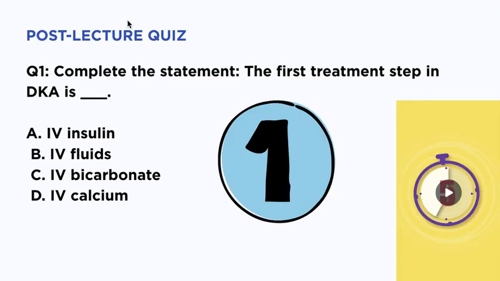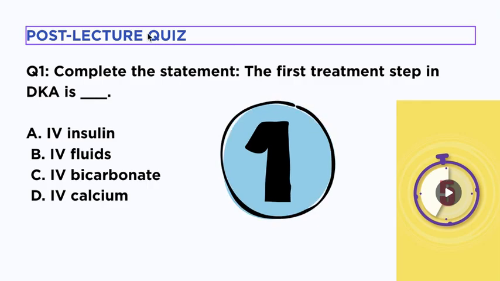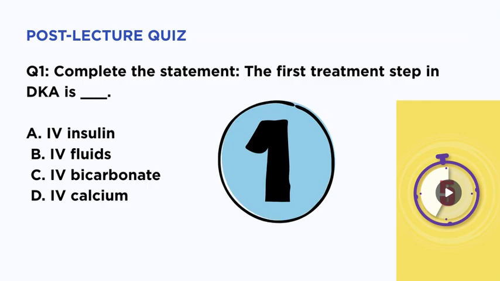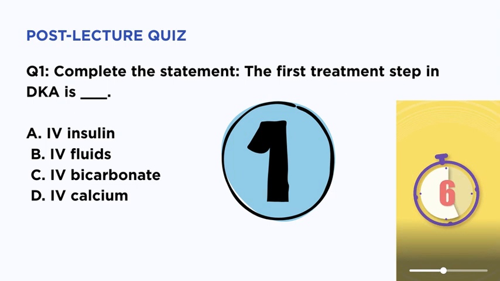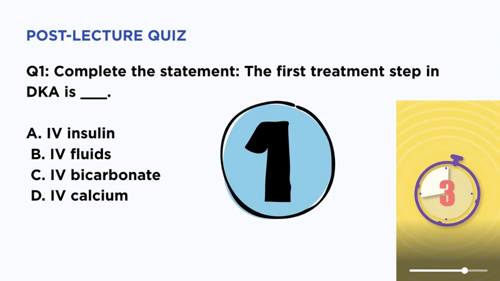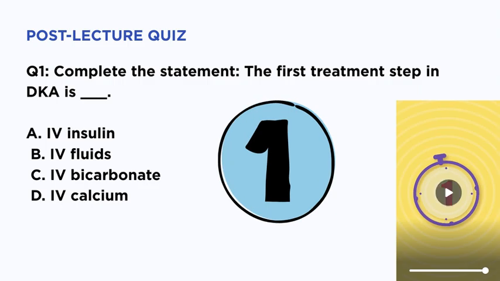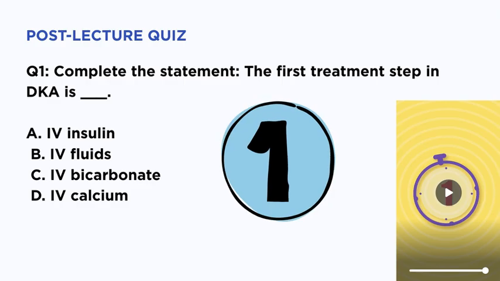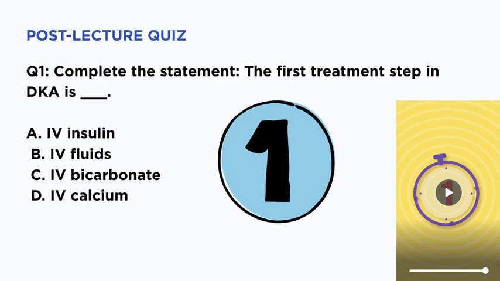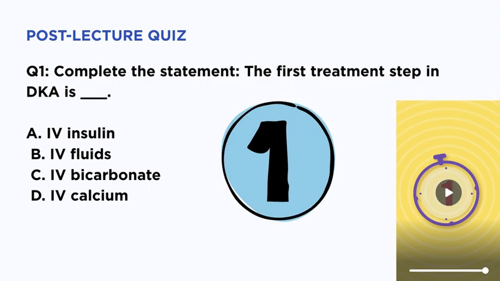Okay, so let's look at our post-lecture questions. Complete the statement. The first treatment step in DKA is what? So the correct answer here is going to be letter B. So remember, rehydration is the first step, right? DKA causes major fluid loss. Restoring volume comes first. Fluids improve perfusion, and it can also help lower the blood glucose level even before insulin starts. So that's the reason why we want to start with fluid.